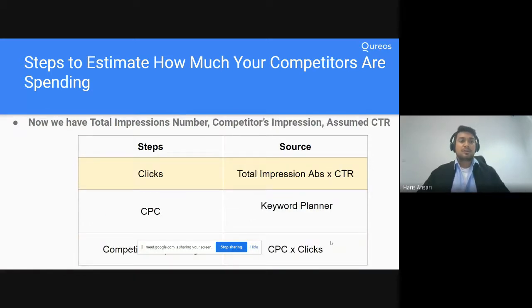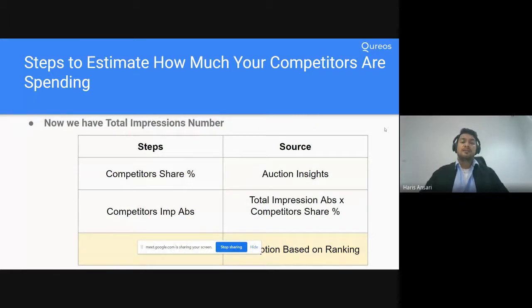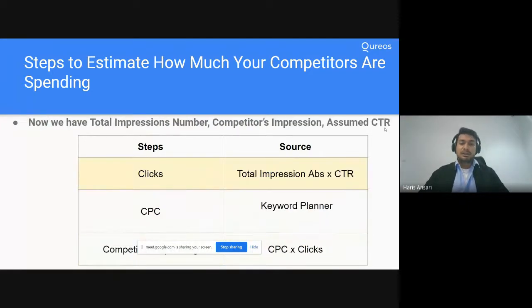As the next step, we have the total impression numbers, which we calculated in the first step. In the second step, we got the competitor's impressions. And in the third step, we assumed the CTR of the competitors. Working from there, we can see the clicks our competitors are getting. Clicks are total impressions absolute times CTR. If we multiply them, we get the number of clicks our competitors are getting.